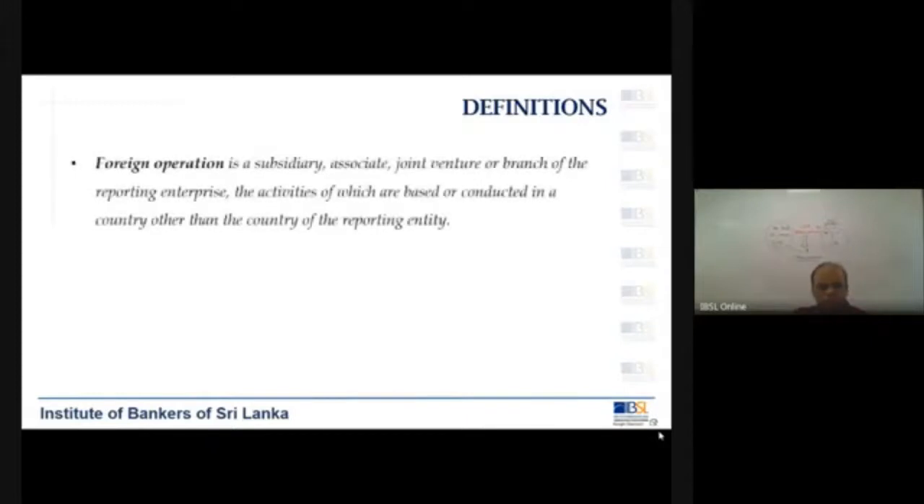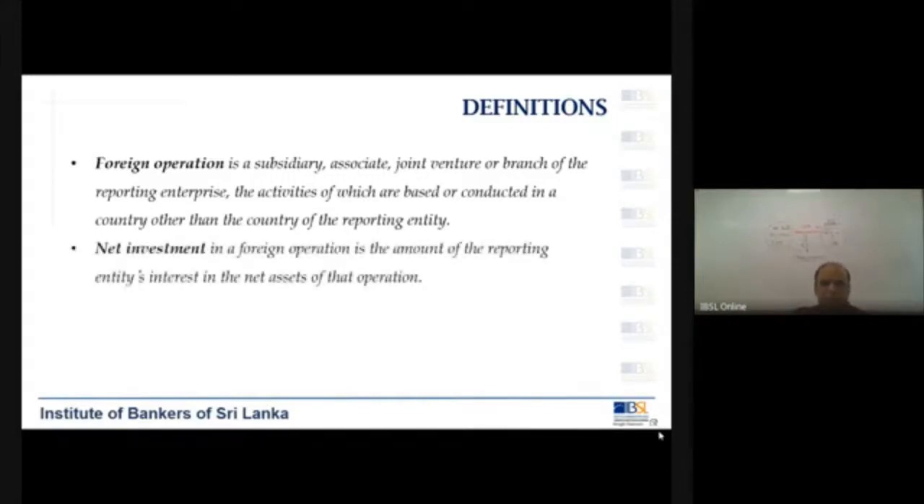A foreign operation, as I have already explained, is a subsidiary, associate, joint venture, or branch of the reporting enterprise. Net investment in a foreign operation is the amount of the reporting entity's interest in the net assets of that operation, which means if I invest money in a foreign operation, the ultimate result I can take is their net position.